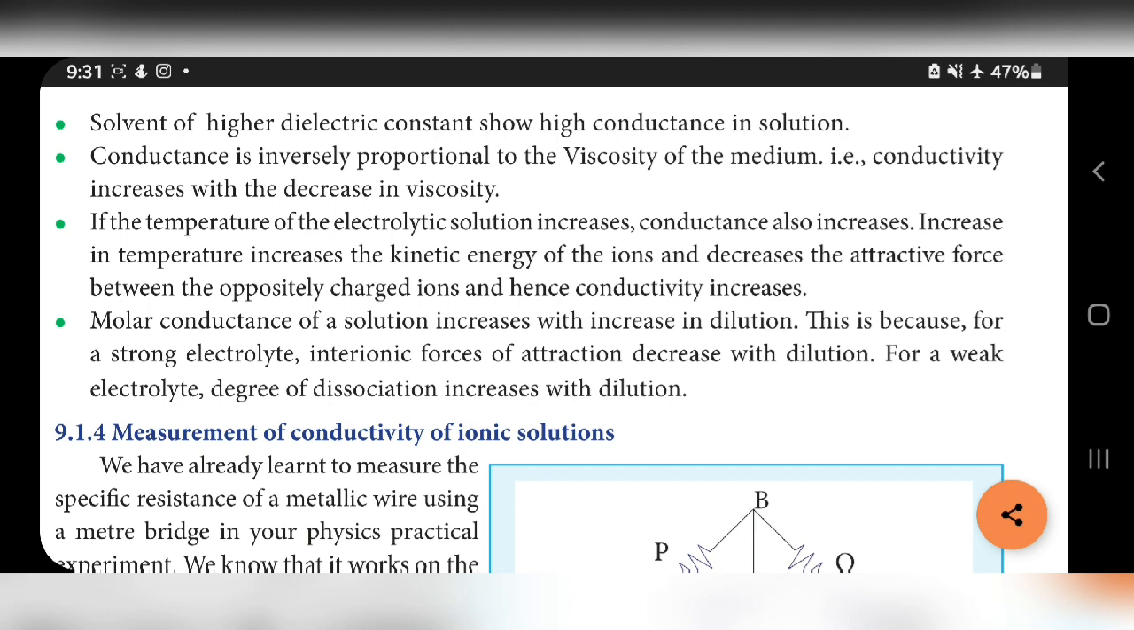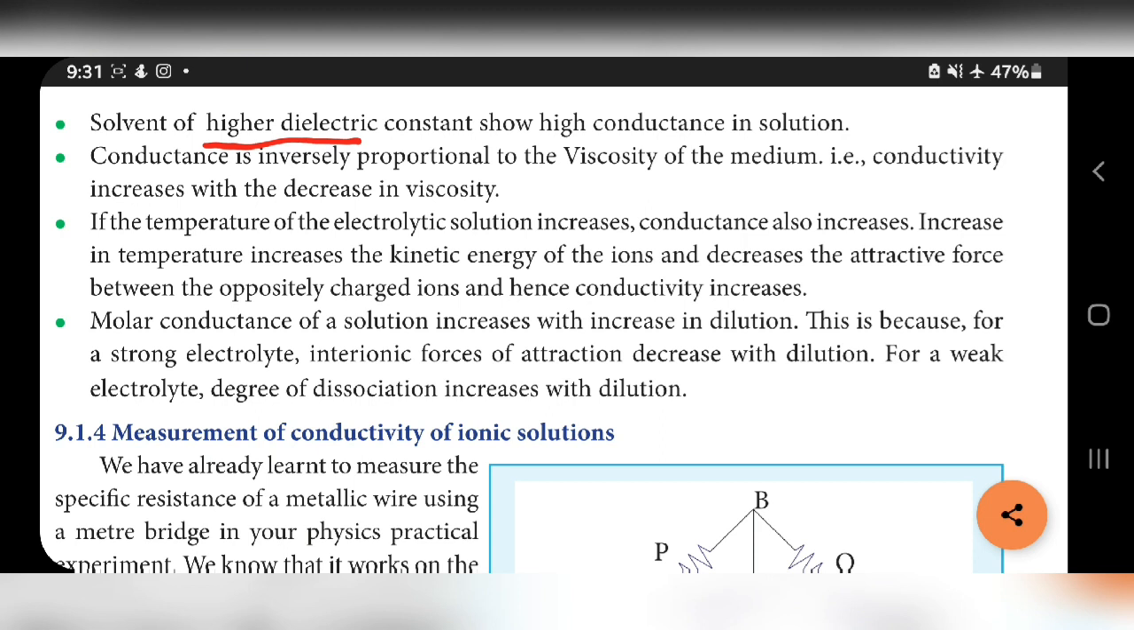Second point: solvents of higher dielectric constant show higher conductance. If the dielectric constant is higher, it can easily separate the solute into plus and minus ions. If ions are formed easily, they move freely, so it shows higher conductance.